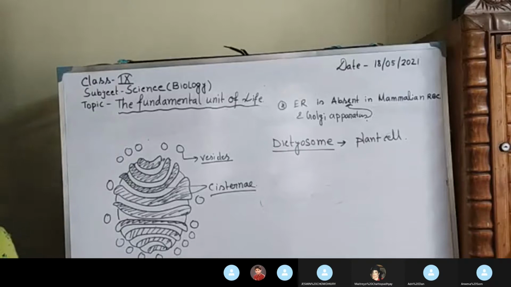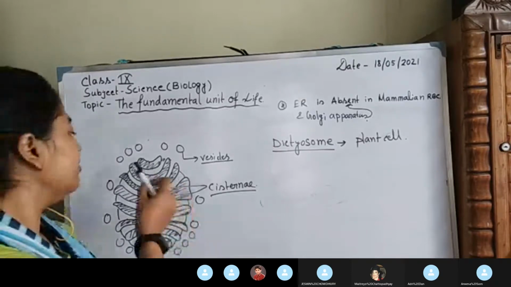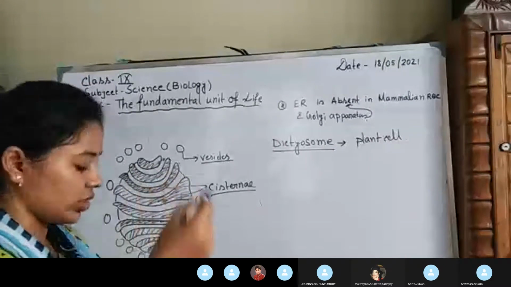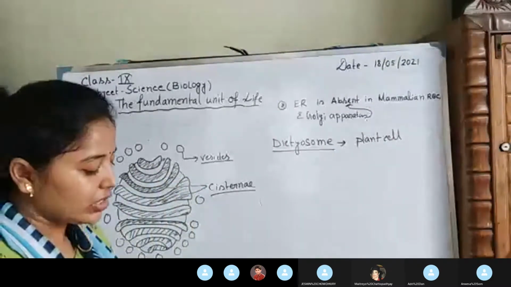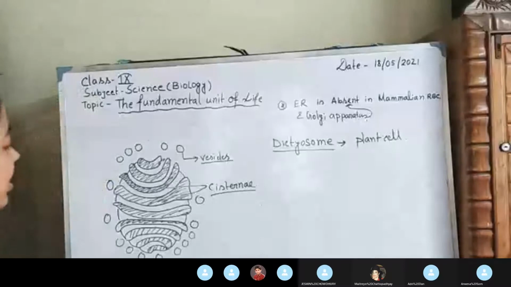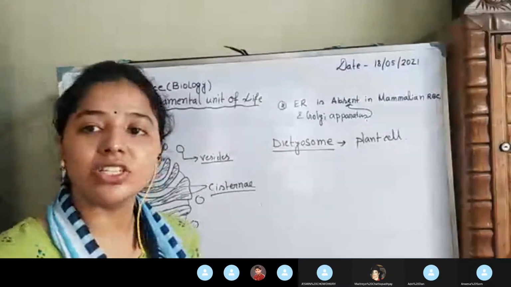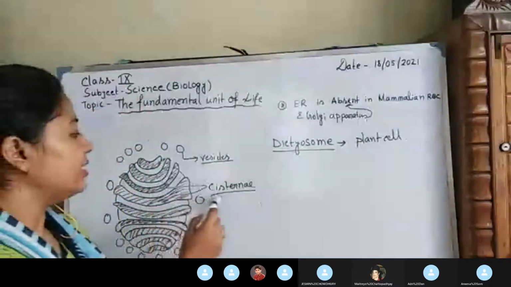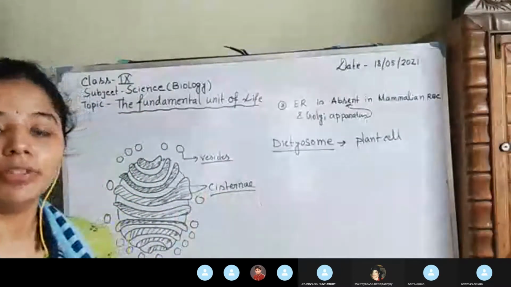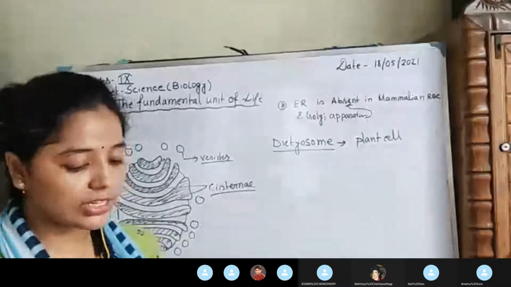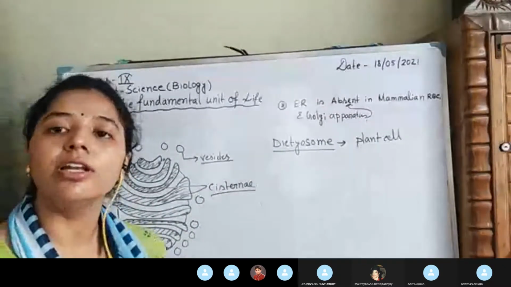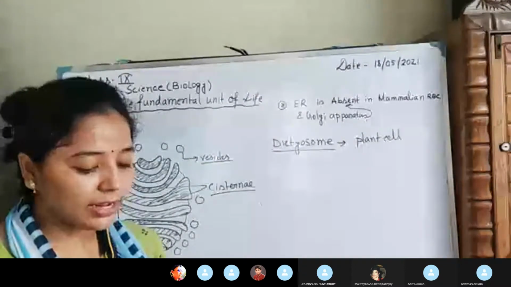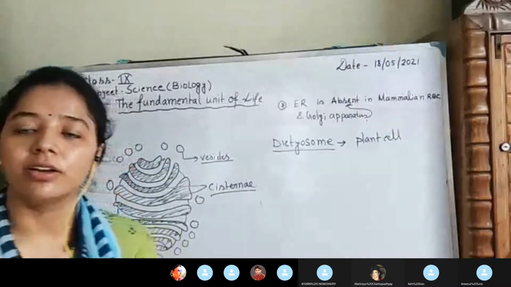Now, the membrane-bound sacs of Golgi apparatus are thin and curved. You can see the membrane-bound structures are very, very thin and curved, and these curved structures are known as cisterns or cisternae. I have already mentioned the cisternae part. Again, I am repeating the cisternae portion.